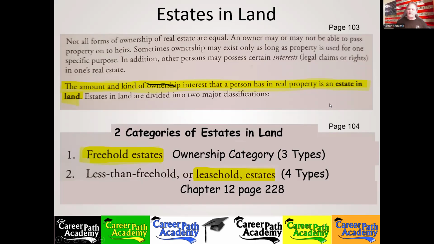So we got those two categories of estates and land. Once again, freehold is the ownership category. Less than freehold is the leasehold estate, which is when you're renting the property, you're leasing it.